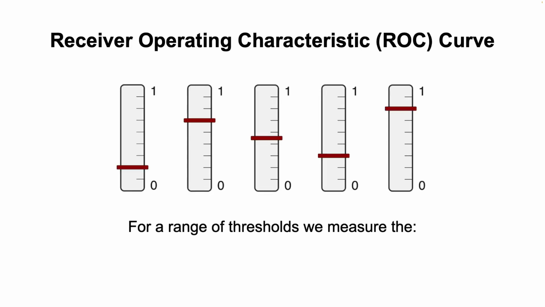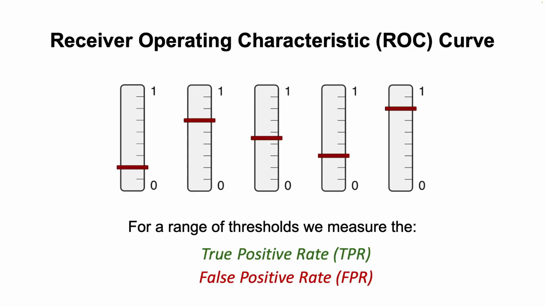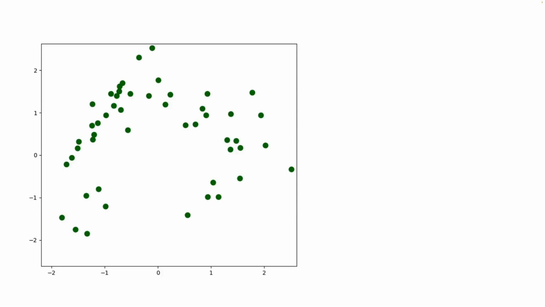The ROC curve measures, for a range of thresholds, the true positive rate, which is the number of positive samples we correctly identify as positive, and the false positive rate, which is the number of negative samples we incorrectly classify as positives. To put this statement a little bit more into perspective, let's say that this group of points represents all the positive samples within our dataset.